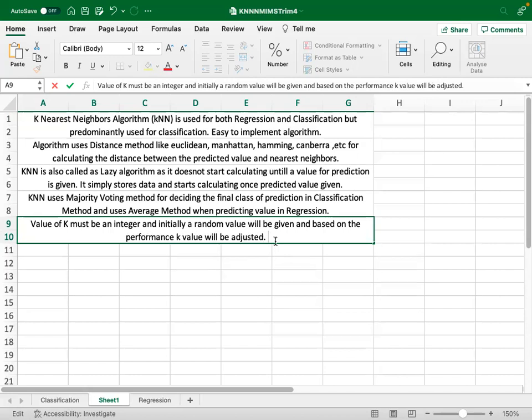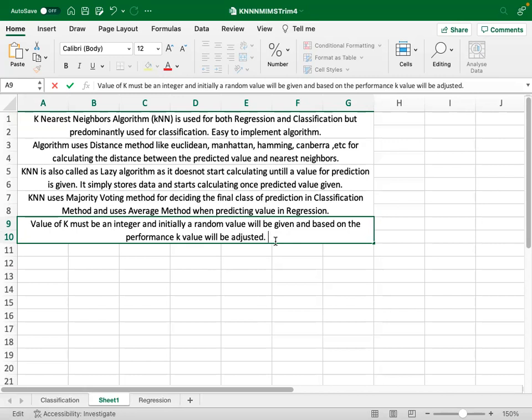So K in K nearest neighbors is a value. It has to be a value, say K is equal to 5, K is equal to 10, K is equal to 20. You can give any integer value. There is no fixed formula for deciding the K value.